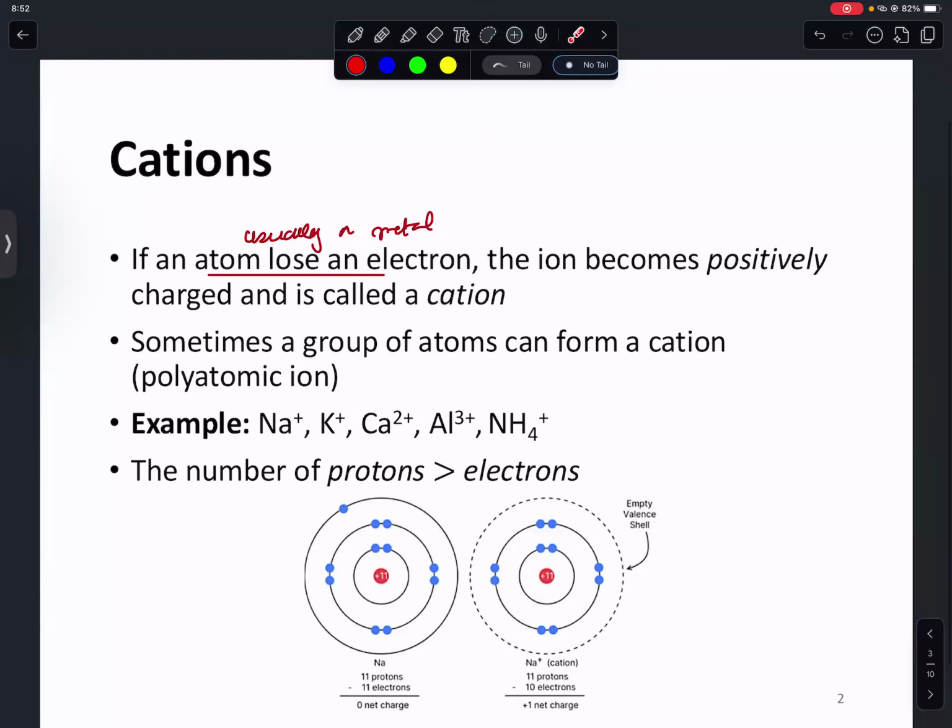Now in cations, note that because an electron is lost, as in here, sodium lost an electron from its outer shell, the number of protons is now greater than the number of electrons.